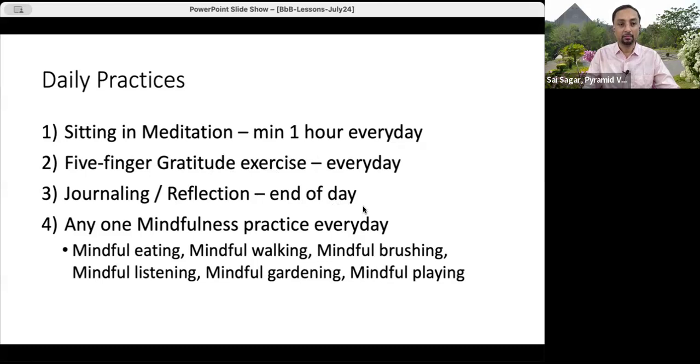And then reflection, journaling at the end of the day. It has its own psychological benefits as well as spiritual benefits. Reflect on the different moments of the day, on your thoughts, emotions, and feelings, your state of mind. It's not a to-do list, like I did this, I did that. It's just a reflection of how you felt throughout the day. So note that down.